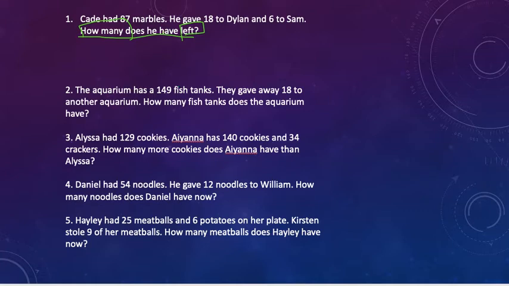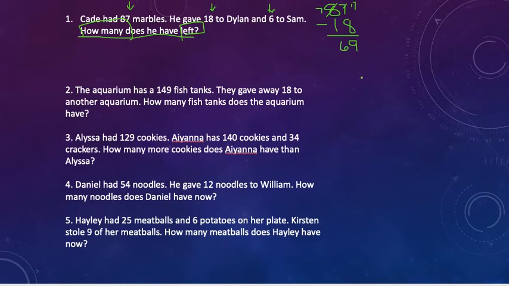So let's look at our numbers. We have 87, 18, and 6. So we started with 87. He gave 18 away, so gave, got rid of, so we're going to minus. So we're going to first subtract that. 87 minus 18. 7 minus 8 we can't do, so we will have to borrow. The 8 becomes a 7. This becomes a 17. So 17 minus 8 is 9, and 7 minus 1 is 6.